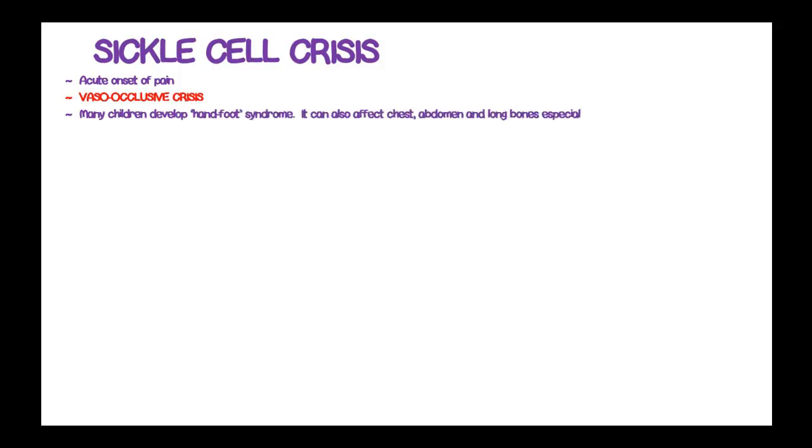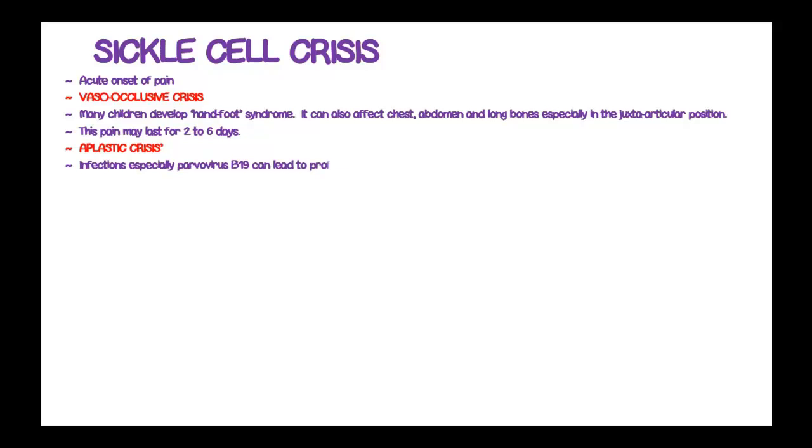A crisis is an acute onset of pain, and in sickle cell disease we have vaso-occlusive crisis that occurs when many children develop hand-foot syndrome, and it also affects the chest, abdomen, and long bones in case of juxta-articular position. This pain may last for 2 to 6 days, and the second crisis is aplastic crisis. Infections, especially the parvovirus B19, can lead to profound drop in hemoglobin by producing red cell aplasia.